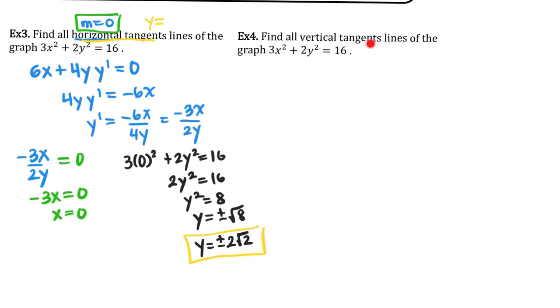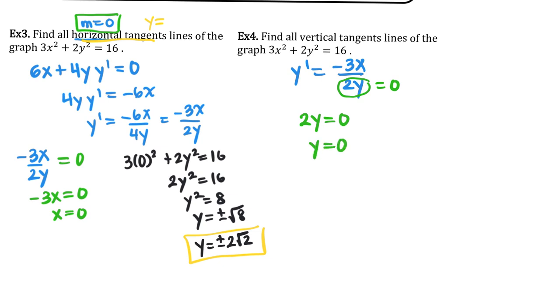We want to find the vertical tangent lines of the graph. Okay, but I already found the derivative. It's the same. So what was it? It was y prime equals negative 3x over 2y. Let's see. For this to be undefined, I want the denominator to equal 0, because if I do something divided by 0, I'm going to get an undefined slope. So if 2y equals 0, then this is going to be y equals 0.